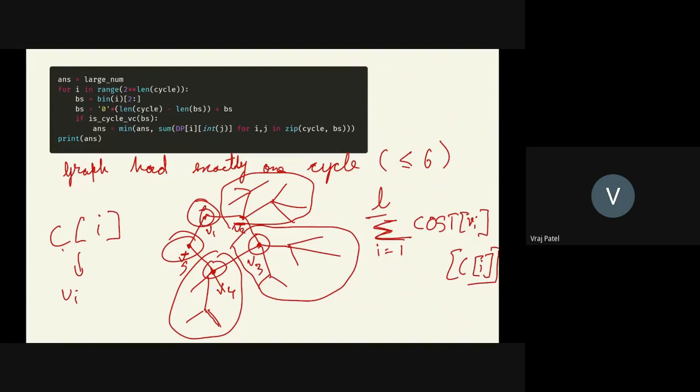Now what do I have to do? I have to consider all possible combinations and take a minimum over them. But I have to be careful that the combination I am considering has to be a vertex cover of the cycle. This is the only thing that I need to ensure.